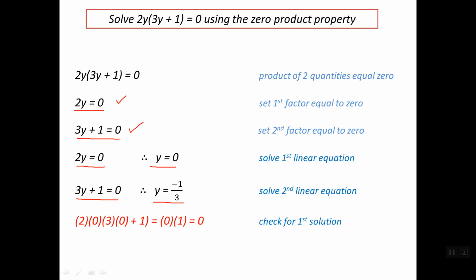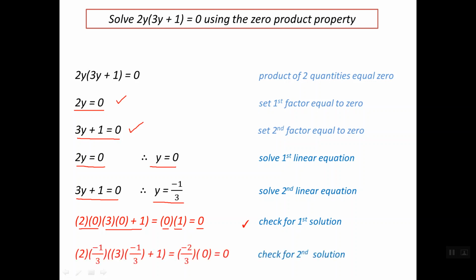Let's start with y equal to 0. So 2y means 2 multiplied by 0, multiplied by 3y plus 1. So 2 times 0 is 0 and the other value is 1, so the result is 0. So our solution is completely correct.